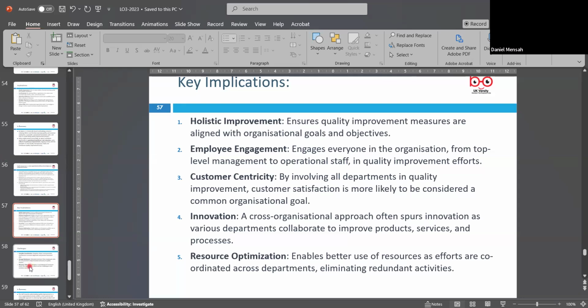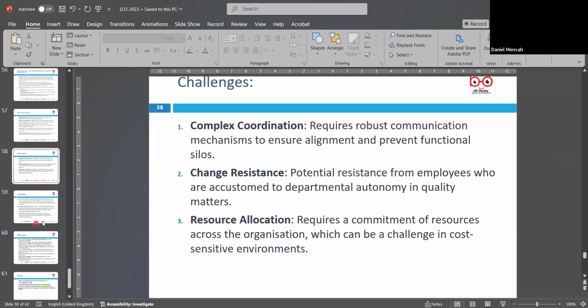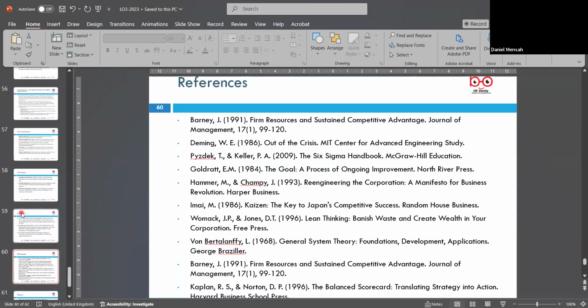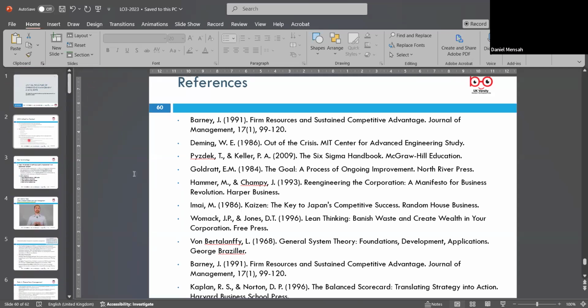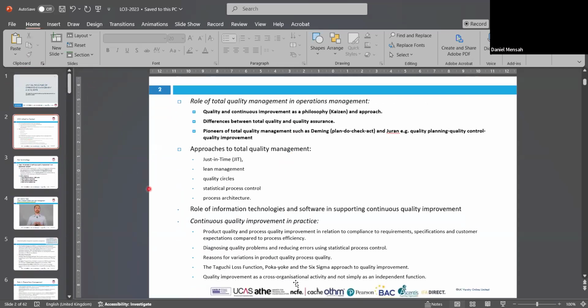It is reducing the waste overall. So we are done with today's session. We have covered approaches to total quality management, the role of information technology, and technology in continuous quality improvement. We have explained these approaches today, and we are done with today's task.